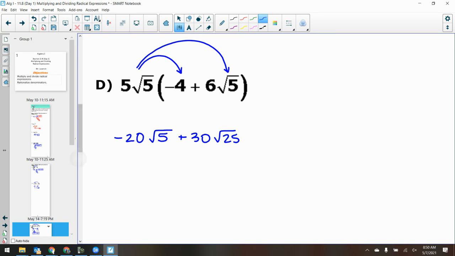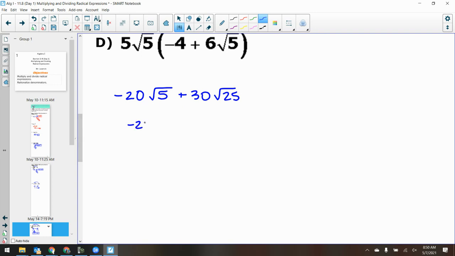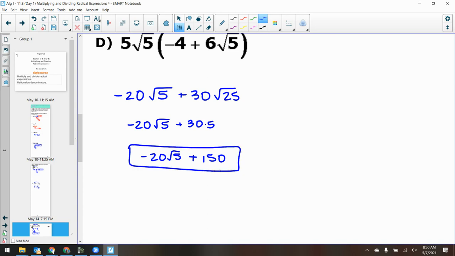Negative 20 radical 5 doesn't do anything. Negative 20 radical 5 stays because 5 doesn't get broken down. It just would be 1 and 5. And then plus 30 times, well, what is the square root of 25? 5. So all in total, negative 20 radical 5 plus 150. And there's my answer.